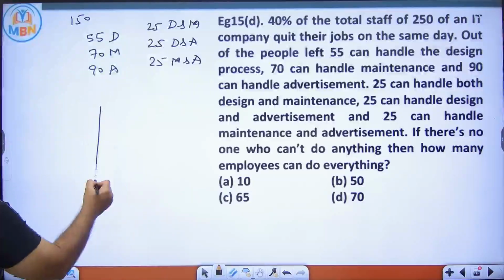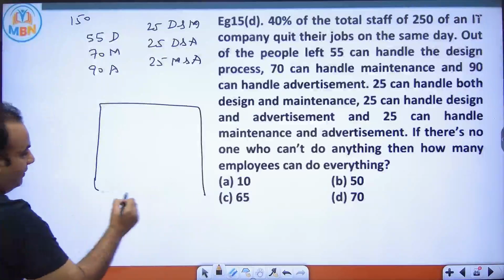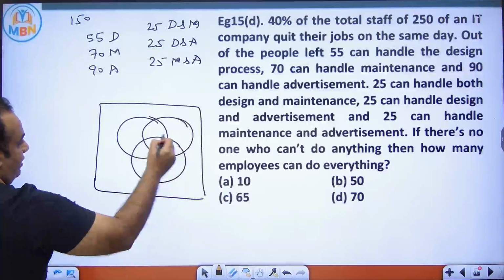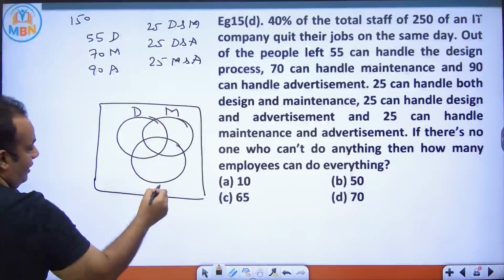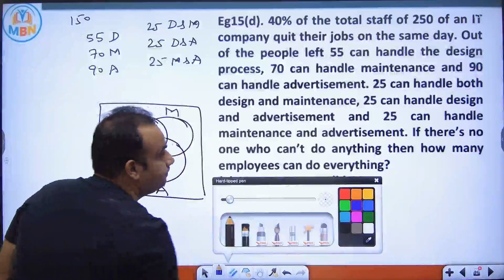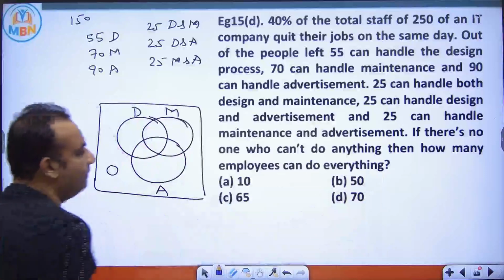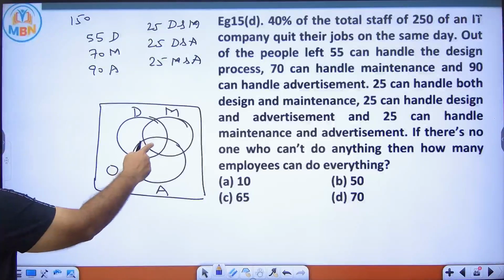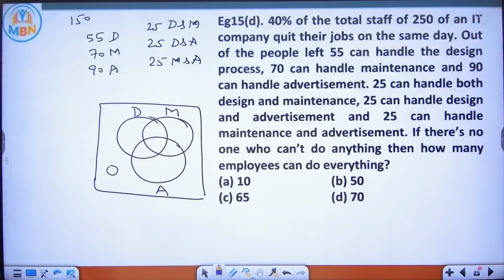So this is very important. They are saying there is no one who can't do anything. So this is design, this is maintenance, and this is advertisement. D, M, and A. There is no one who can't do anything. So this is 0. Now, let's see. We try to fill the data because this is 0. If there is no one who can't do anything, then how many employees can do everything? We have to tell this value, which is common to all.